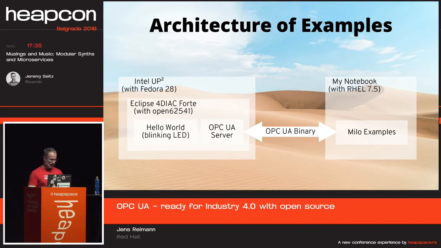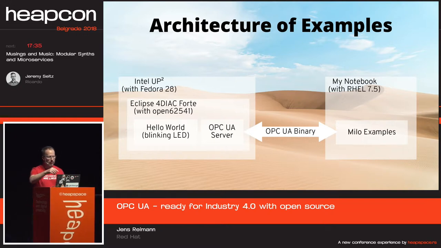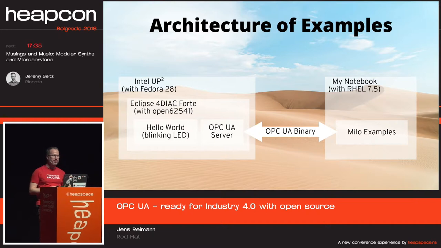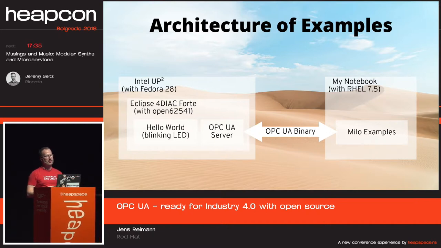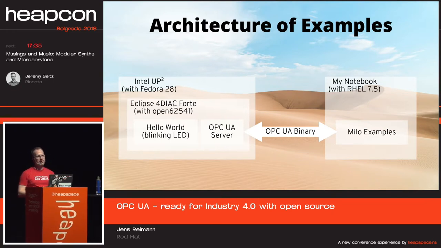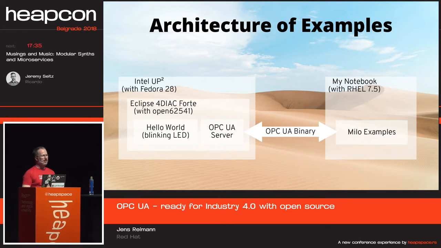We will now have a look at a few examples. And just so you know what's going on, I have a small box here, which you most likely cannot see because it's hidden behind that. It's an Intel UP Squared board, which is a nice prototyping kit based on an Intel architecture. It runs Fedora 28. Fedora 28 has out-of-the-box support for the 4diac runtime, the Forte runtime, with compiled support for OPC UA. That's why I picked that, because you just install a package and you're good to go. And in that, we have the blinking LED. And of course, every IoT talk should have a blinking LED. So yeah, there it is.